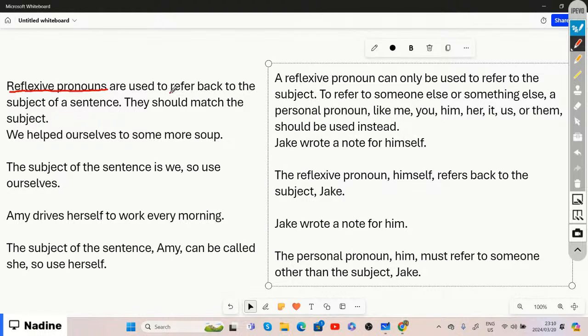So we are saying that reflexive pronouns are used to refer back to the subject of a sentence, and we either have a singular subject or a plural subject. They need to match the subject. So whichever self or selves your word ends in, it needs to be able to refer back to the subject that we are actually making mention of.